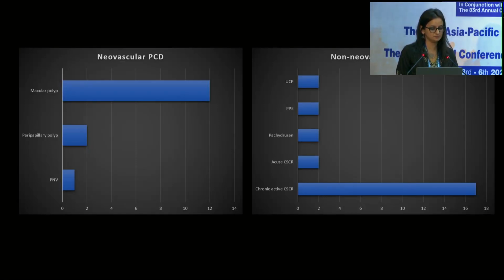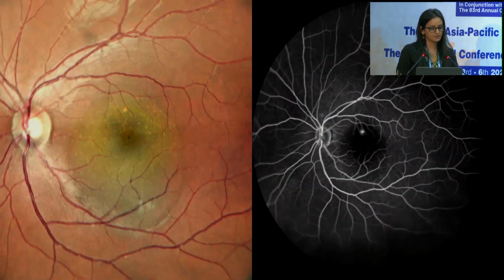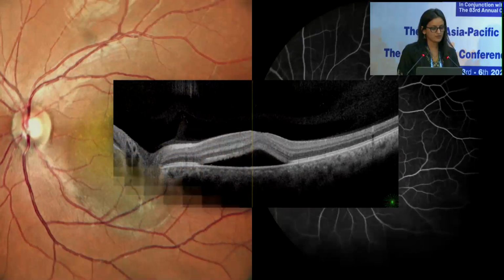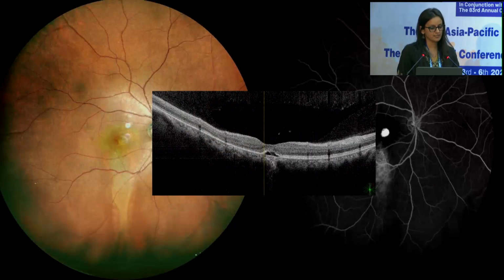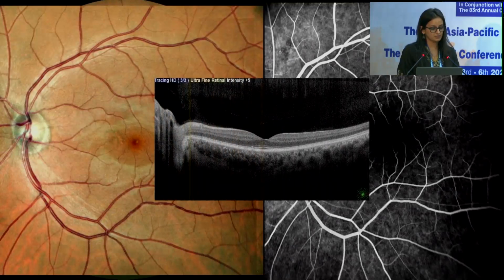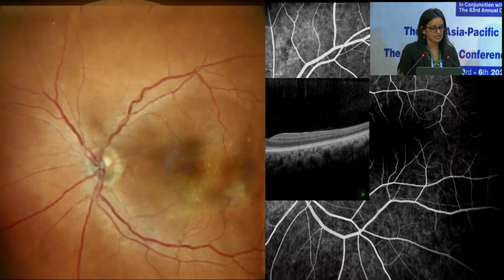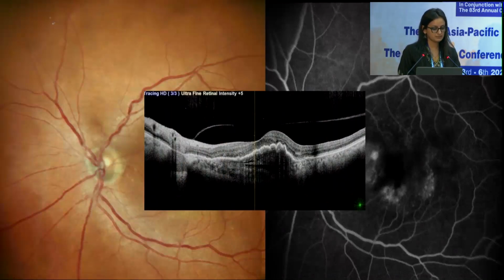CSCR patients were seen. These are the prototype cases. This is acute CSCR with SRF, ink blot leakage on FFA along with NSD on OCT. This was a chronic CSCR with a gravitational tract and classic teardrop sign with shallow SRF and RPE defect. This was an apparently normal looking fundus with a few microaneurysms with pachydrusen seen on OCT. And this was an exudative maculopathy where there was leakage, a leaking polyp, as well as staining with a tall notched PED seen on the OCT.